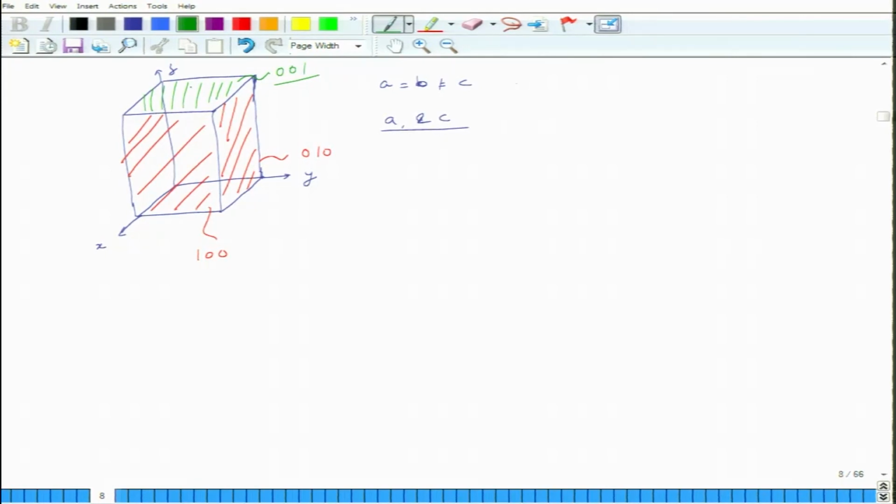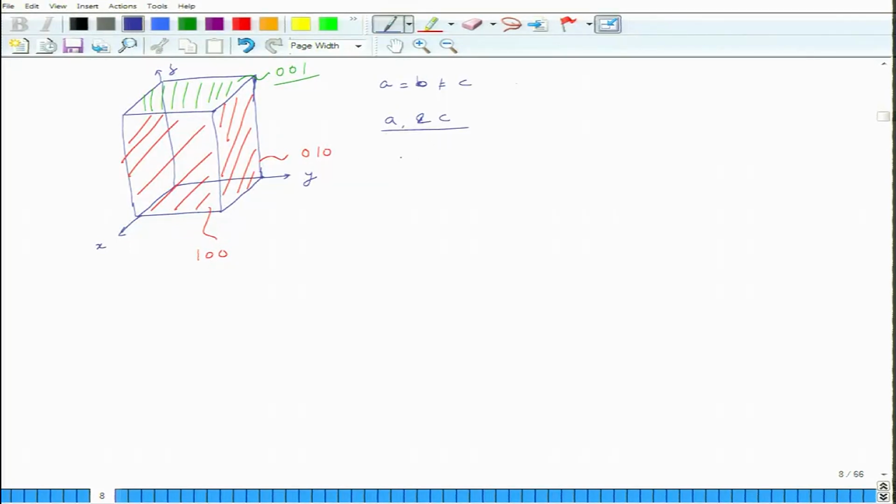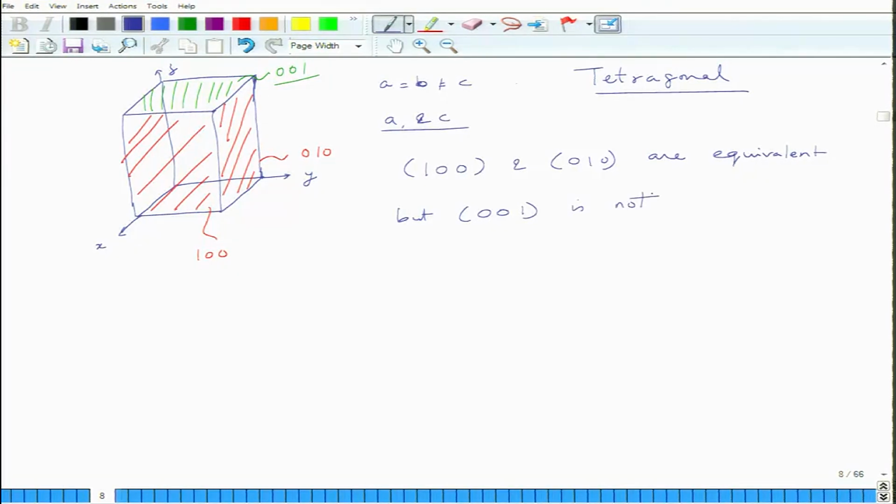Now, this plane, of course, because of tetragonal symmetry, is different as compared to the other two planes. This has a 4-fold, these two have a 2-fold, and in terms of atomic density and spacing, it is different. So, in case of tetragonal, 1 0 0 and 0 1 0 are equivalent, but 0 0 1 is not.